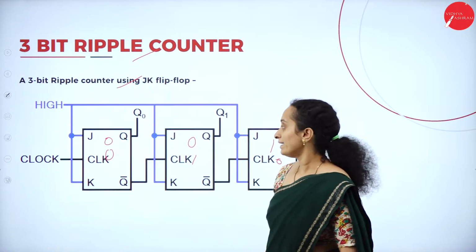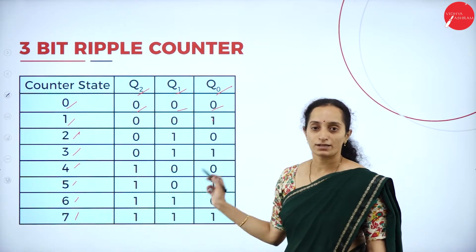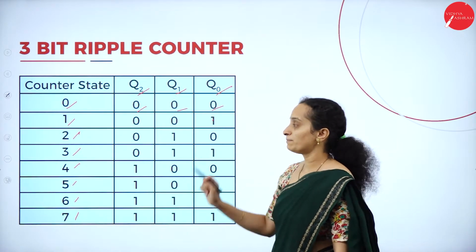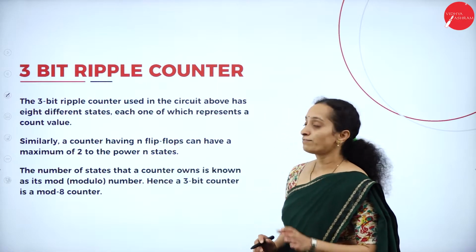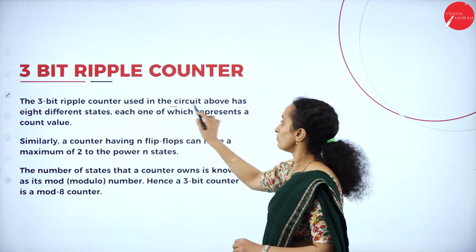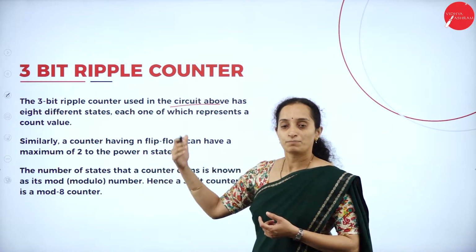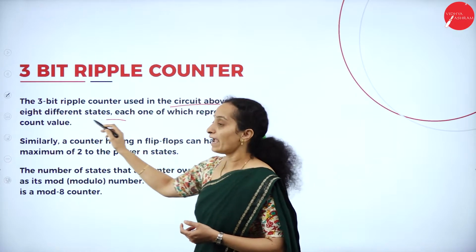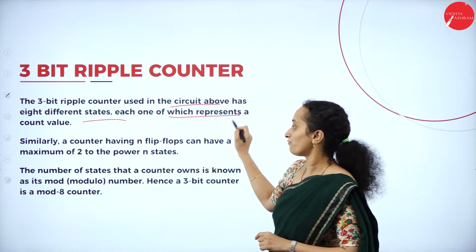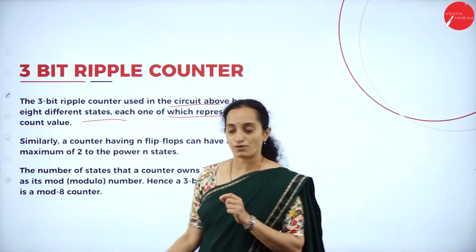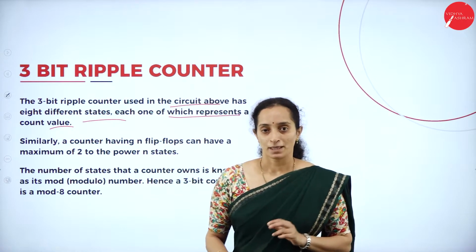So there are 8 combinations, or 8 combinational inputs, that you can use in a 3-bit ripple counter. Along with that, the 3-bit ripple counter used in the previous circuit has 8 different states from 0 to 7. Each one of them represents a count value in the ripple counter.